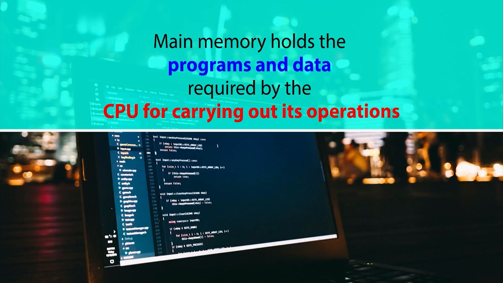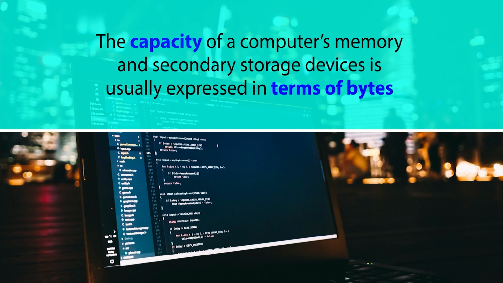Main memory, as we have discussed earlier, holds the program and data required by the CPU for carrying out all its operations. The capacity of the computer's memory and the secondary storage is measured in terms of bytes. If you recollect, data is stored in terms of bits, 0 and 1, and a combination of these bits can form a byte.